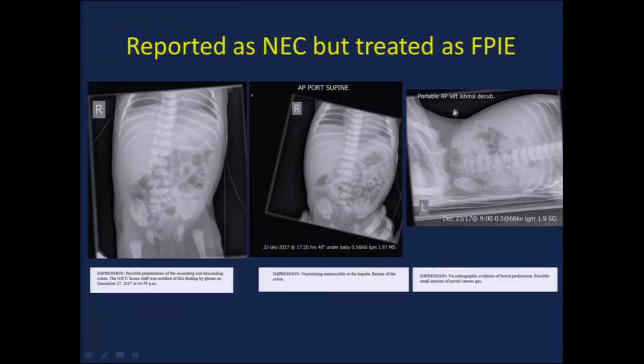3 X-rays were reported for the same infant in the morning and afternoon of the second day, all of them negative for NEC, and one of them, the last one, showed portal venous gas. So that's like 3 X-rays in a row. And this infant was actually treated as cow's milk protein allergy, and started feeding. That's one of too many examples.